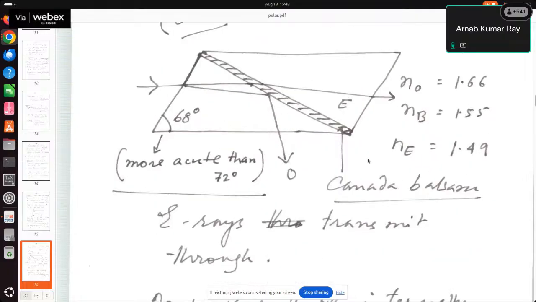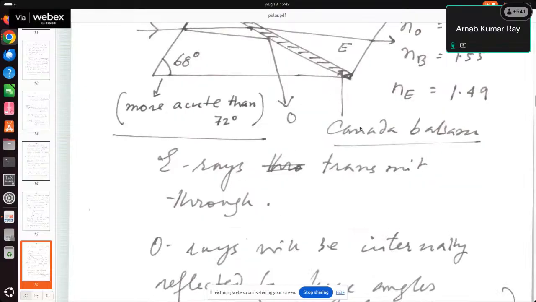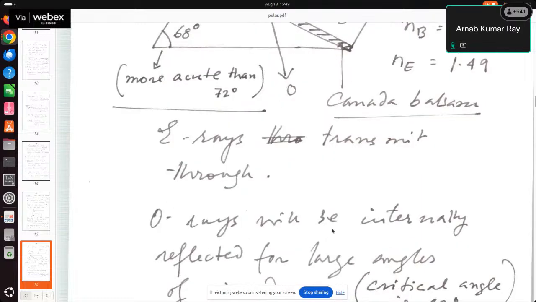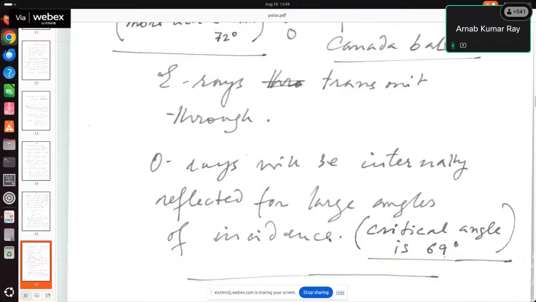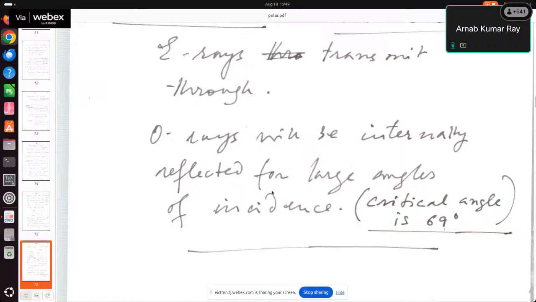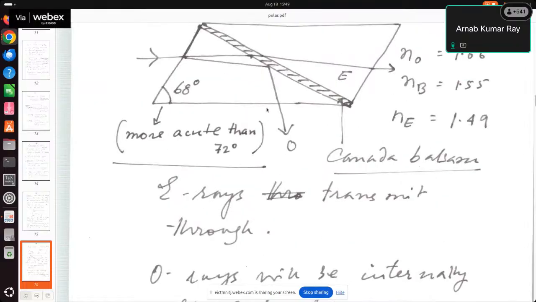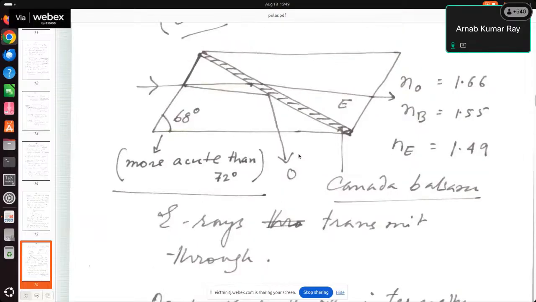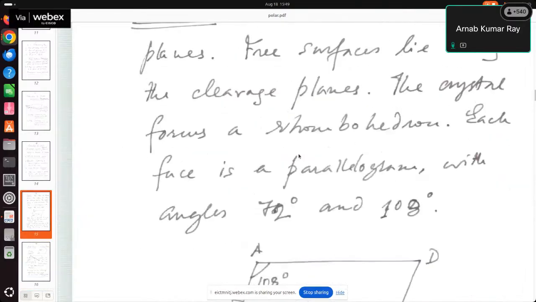And so here, the E rays will transmit through and come from this side, whereas the O rays, the ordinary rays, will be swerved and totally internally reflected for large angles of incidence. So the critical angle is 69 degrees. So for large angles of incidence, the O rays will come to this side. So what have we done here? Let's go back to a previous diagram.